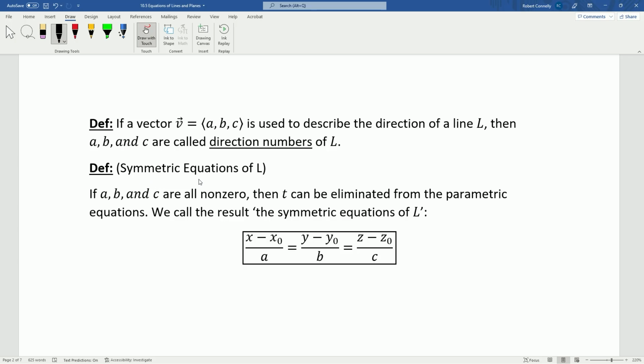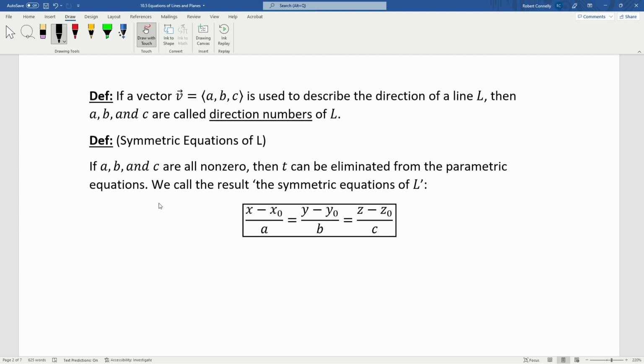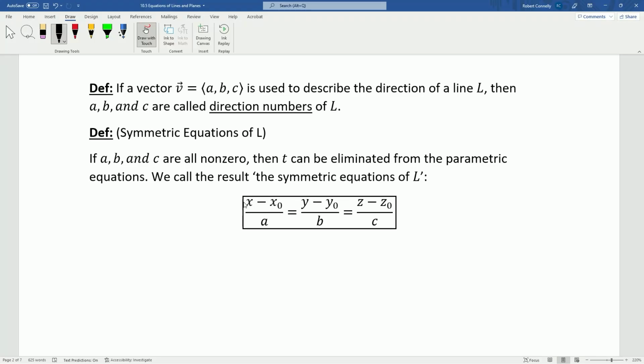All right, and another definition, we call these the symmetric equations of L. So if A, B, and C are all non-zero, then t can be eliminated from the parametric equations. We call the result the symmetric equations of L. And they look like this: x minus x naught over a equals y minus y naught over b, and equals z minus z naught over c. Let's just see why that works real quick.